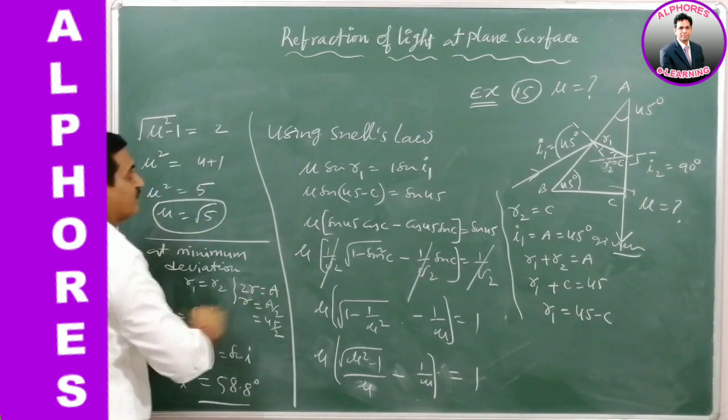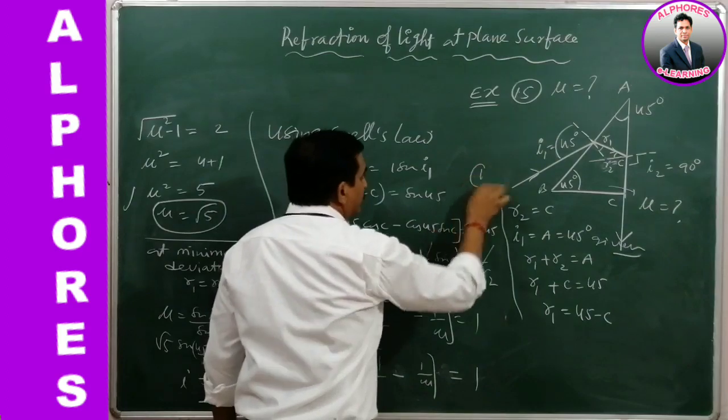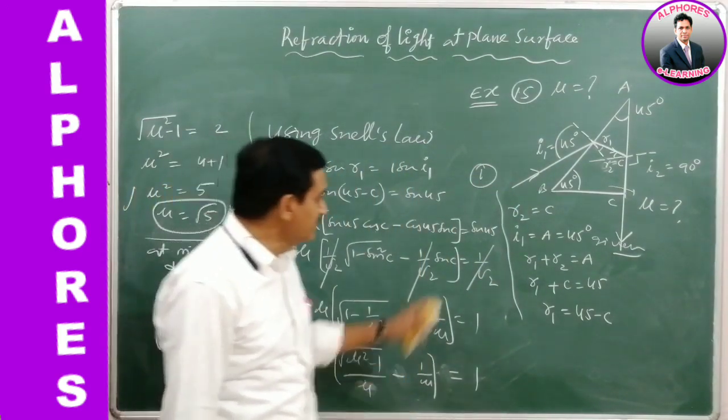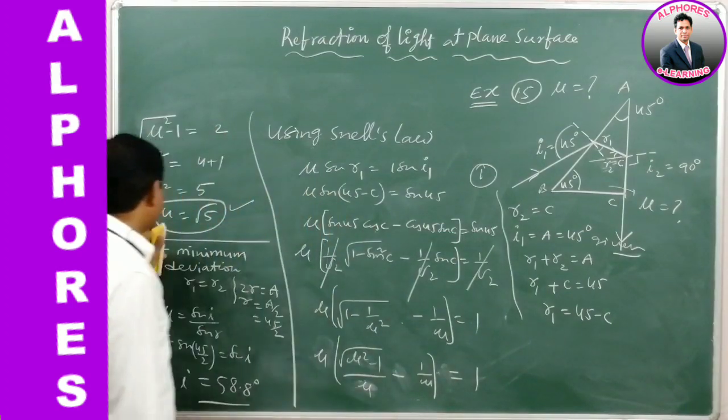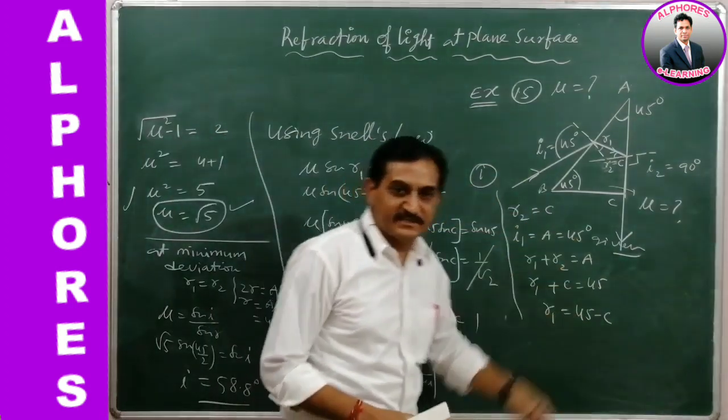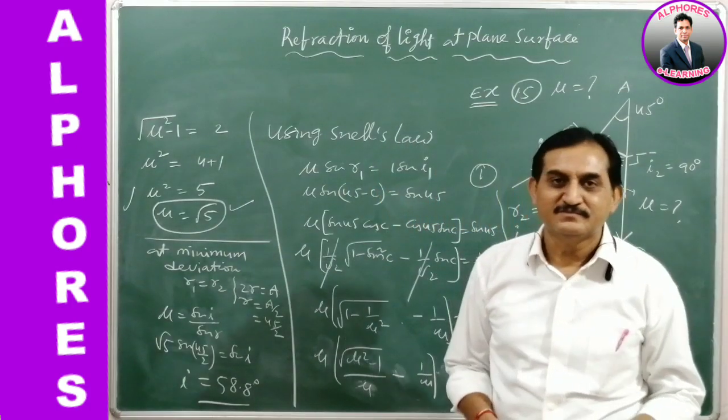So this is the answer for the first question. For the first question, the solution is over up to here, and the final answer is that the refractive index is root 5, for which it grazes the second refracting surface. Okay.